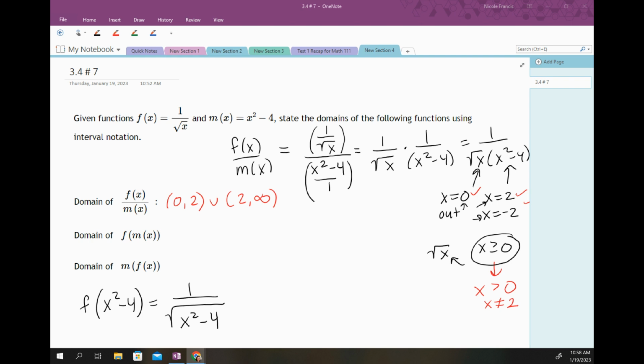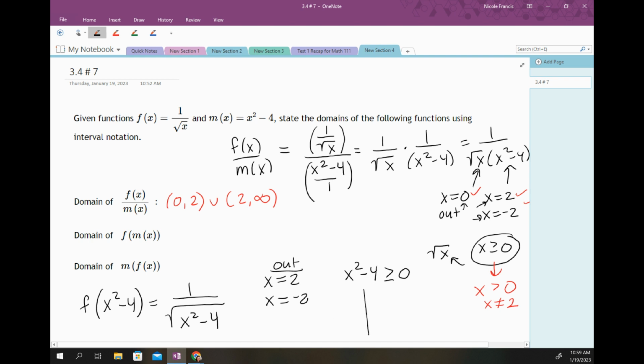If we think about x squared minus 4, having x equal to 2 or negative 2 is going to be a problem. These are out of the domain, because if we put either of those in, we get 0. The square root of 0 is 0, and we'd be dividing by 0. We also need x squared minus 4 to be greater than or equal to 0 so we can take the square root of it. When is x squared minus 4 greater than or equal to 0?